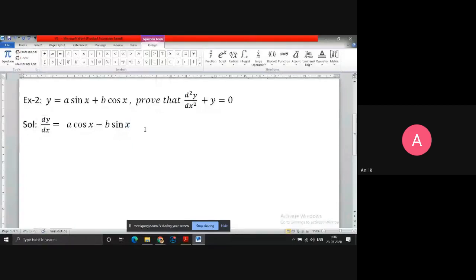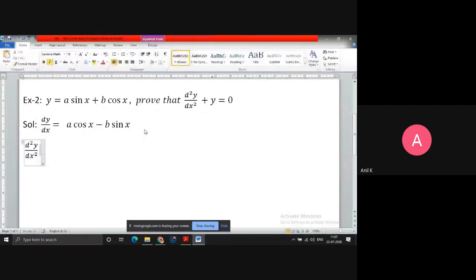When I do the second derivative, d square y by dx square, now a cos x is there, so the derivative of cos x is going to be minus sin x. It is going to be minus a sin x, minus b, and the derivative of sin x is going to be cos x.